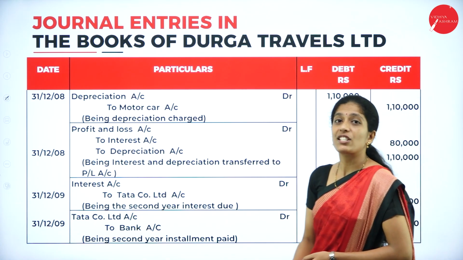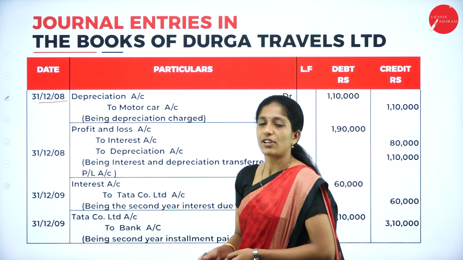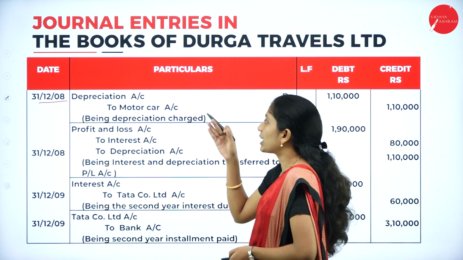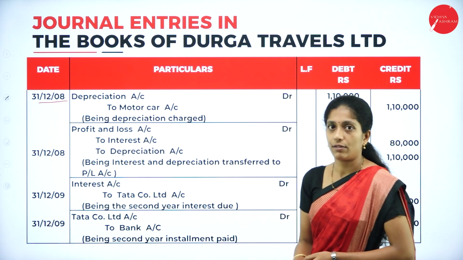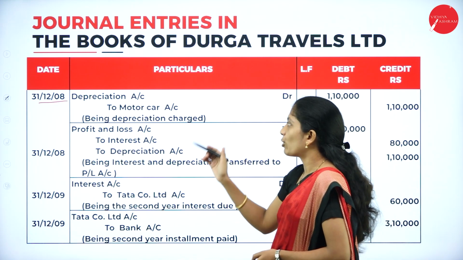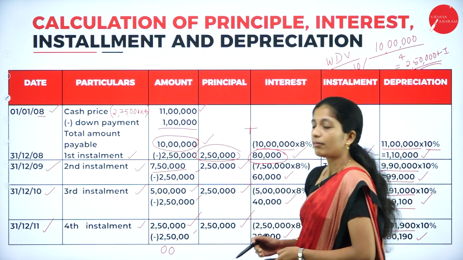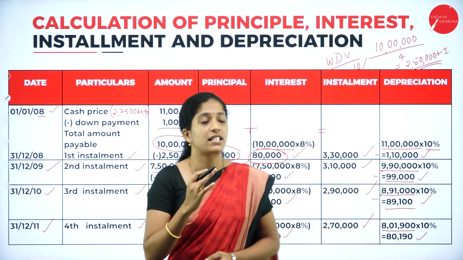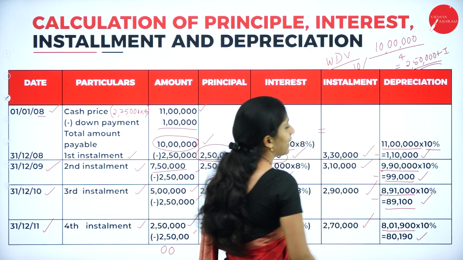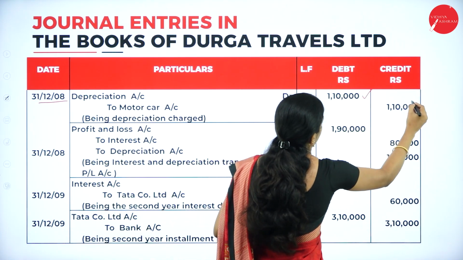Next, for depreciation charge, that is at the end of the first year, that is 31/12/2008, depreciation account debit to motor car account, that is depreciation account debit to asset account. So here the asset is motor car, being depreciation charge. Now go through the table once again. So what is the first year depreciation? How much? 1,10,000. So record that amount 1,10,000.